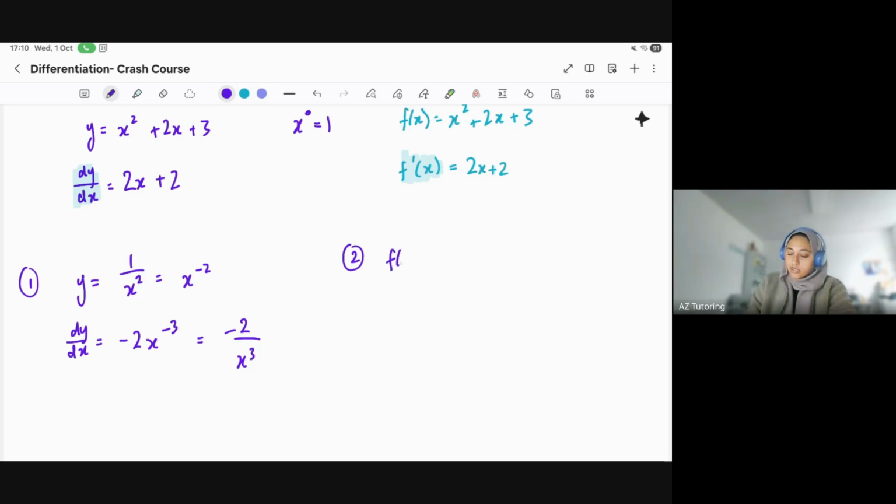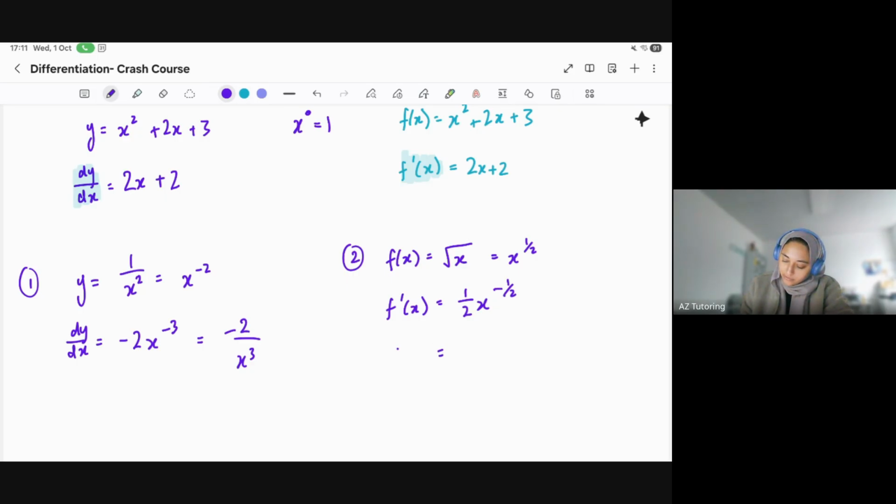Okay, let's do a different one. So this time let f of x, just so we can get used to the notation, equal the square root of x. And you're told to differentiate this. Again, using the indices rules, I'm going to rewrite this to x to the power of a half, which is what square root is. And now applying our differentiation rules, I'm going to times the front by a half, and I'm going to decrease the power by 1. So a half minus 1 is minus a half.